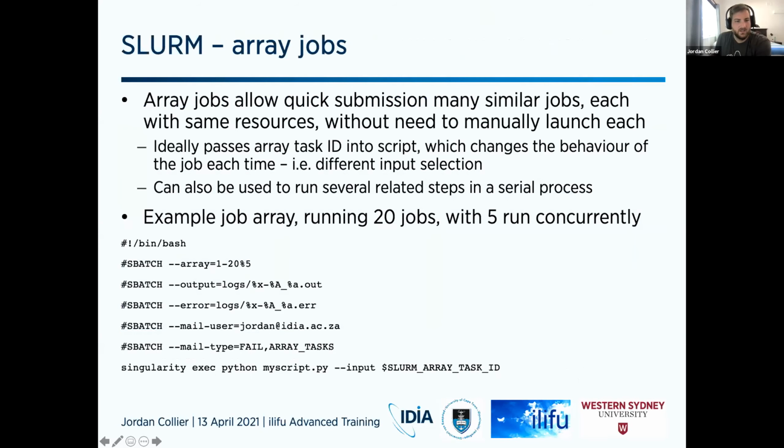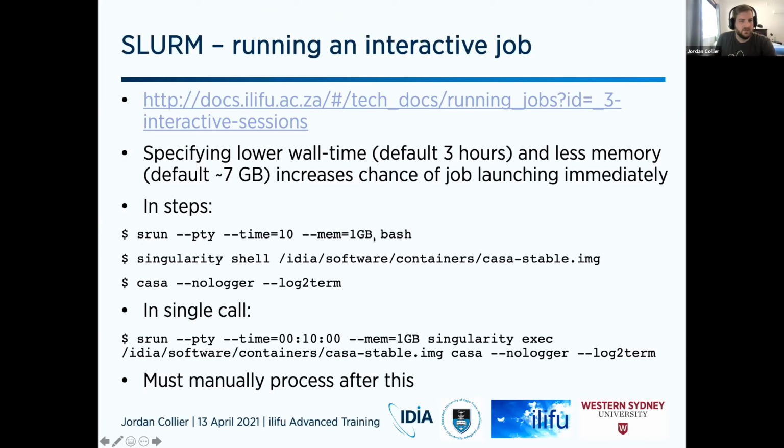And then, moving on, this is some of the advanced usage for running an interactive job. So in general, if I specify a lower wall time, lower memory, and lower number of CPUs, I increase my chance of the job launching immediately. So here I use the example of running the radio astronomy software CARTA, but it's the same kind of syntax for any processing. So if I want to do an interactive job in steps, I can srun pty, and then I only want to run for 10 minutes with 1 GB of memory. Again, this increases my chance of getting resources immediately.